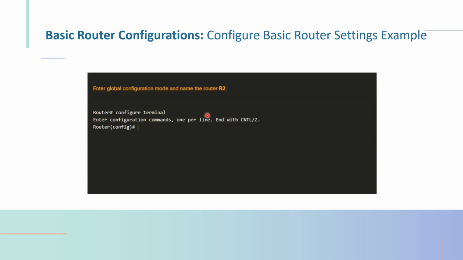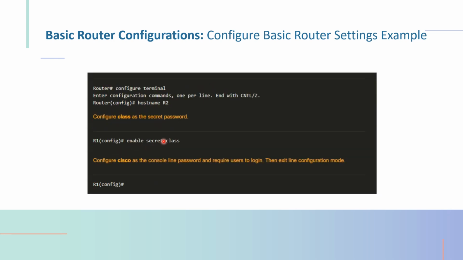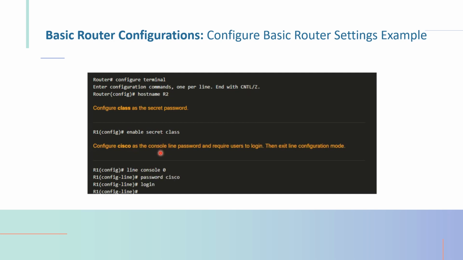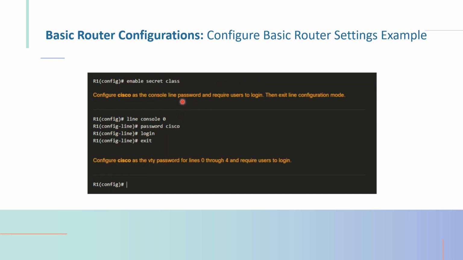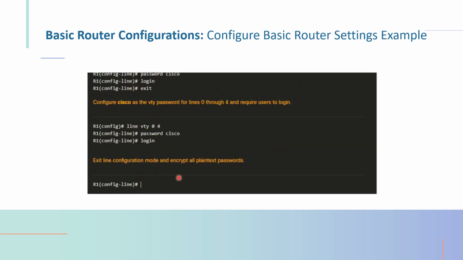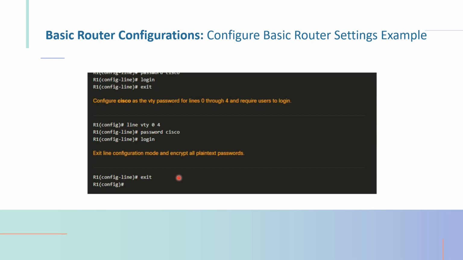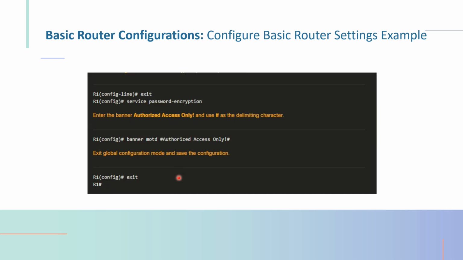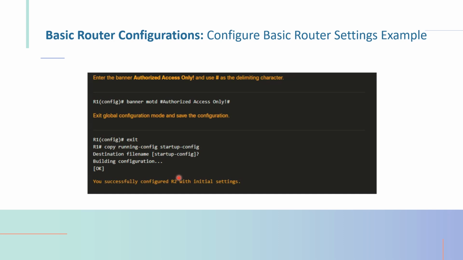So let's see, we are entering the global configuration mode and we have to configure the password for the privileged access mode. We have to configure the password for the line console and for the 5 virtual lines, and after that we have to encrypt all the passwords, enter the banner message, and at the end save all the configuration to the startup config.